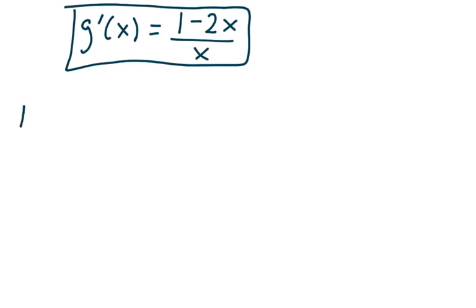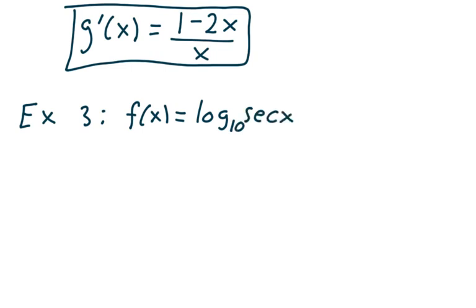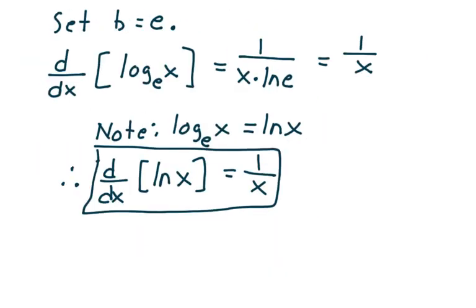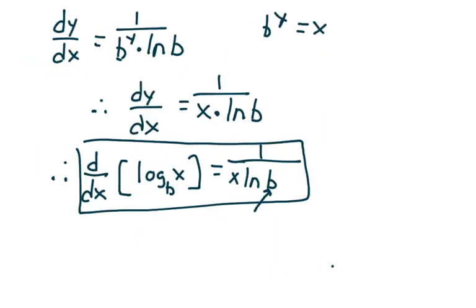Let's take a look at example 3. Suppose I had this one. Log base 10 of secant x. Well, it's got to be equal to something, right? So let's do this. Suppose f of x is log base 10 of secant x. Now, if we go back, remember that this is 1 over x times the natural log of b, and that's the derivative of log base b of x, right?